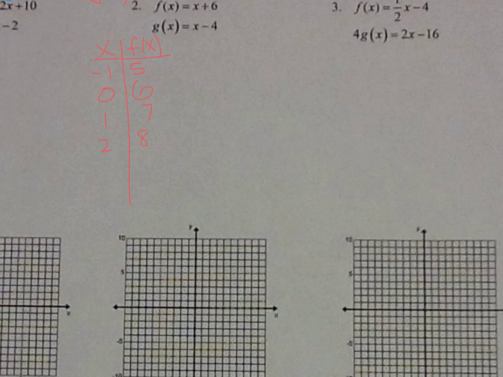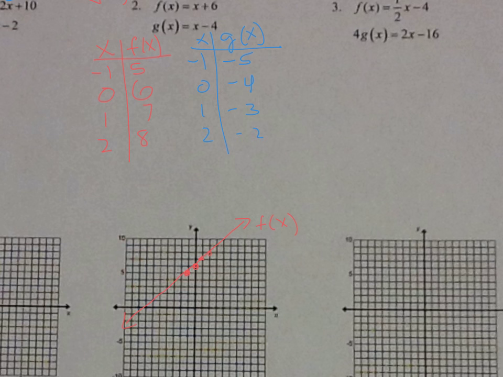Okay, plot your points. (-1, 5), (0, 6), (1, 7), and (2, 8). Okay, use a nice straight edge and connect your points. Make sure you label that f of x. All right, now let's do g of x, which is x minus 4. So we have x and g of x. All right, so type it into your calculator, get your table of values. So I have (-1, -5), (0, -4), (1, -3), and (2, -2).